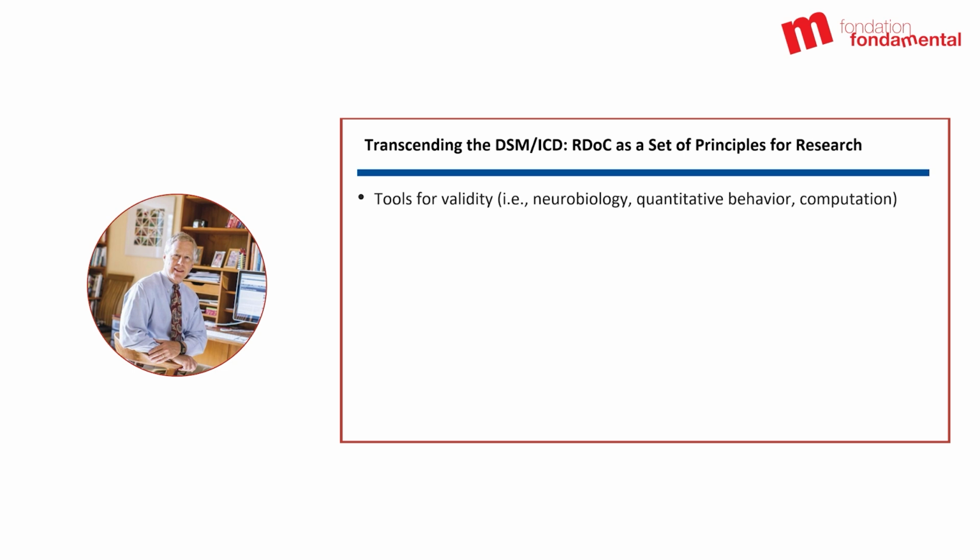And so RDoC is composed of a set of principles for research. And to introduce this idea, now that we are in fact 44 years past the DSM-3, we have these tools for validity, such things as all aspects of neurobiology, including circuits, genetics, and so forth, much better quantitative measurement of behavior, computational aspects, and so forth. And so we have the tools to move forward, and we're starting to implement those.